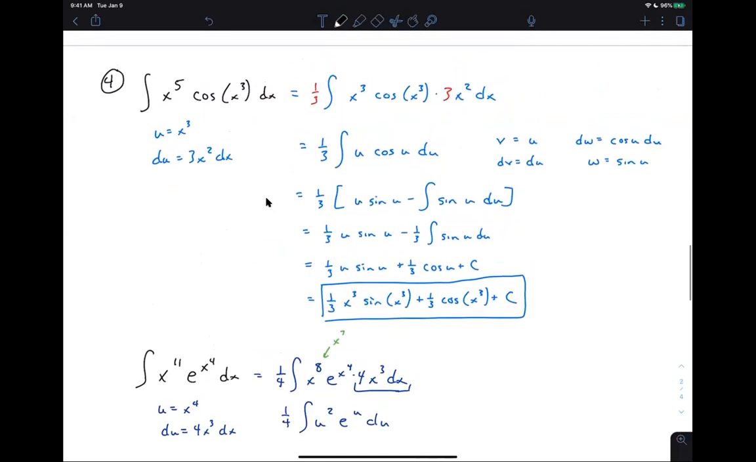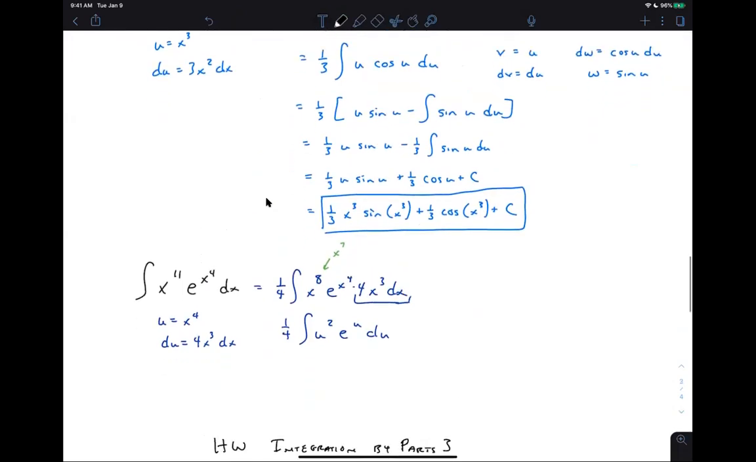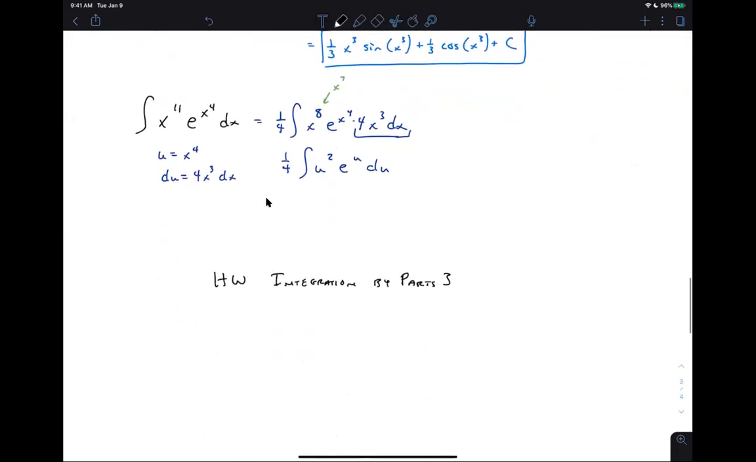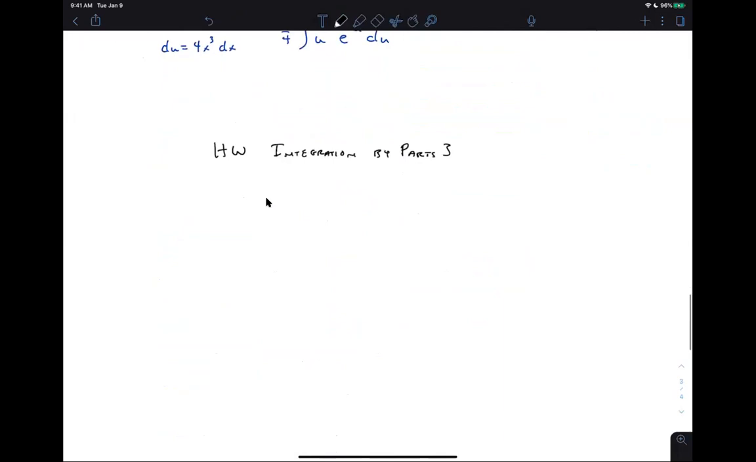But some of these where you have to be a little bit creative, well, they're creative, so you have to take some time on those. Okay, so that's Integration by Parts 3. They're not all integration by parts. You might have to use u sub. Probably most of them end up being parts, but some of those are mixed in.